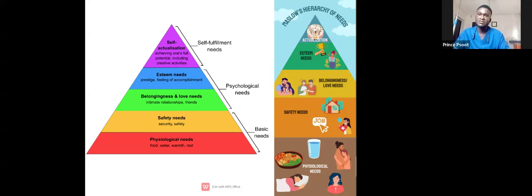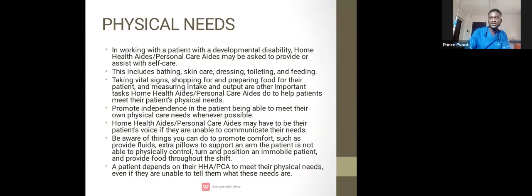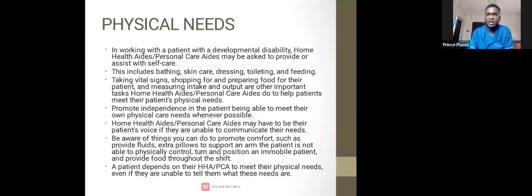Belongingness or love needs, that's having relationships with people, with friends, belonging to a family, a social group, a peer group. Esteem needs too: being respected, prestige, feeling of accomplishment. Finally, the self-actualization need, achieving one's full potential, including creative activities. So we're picking it one by one, from the physical or physiological needs.